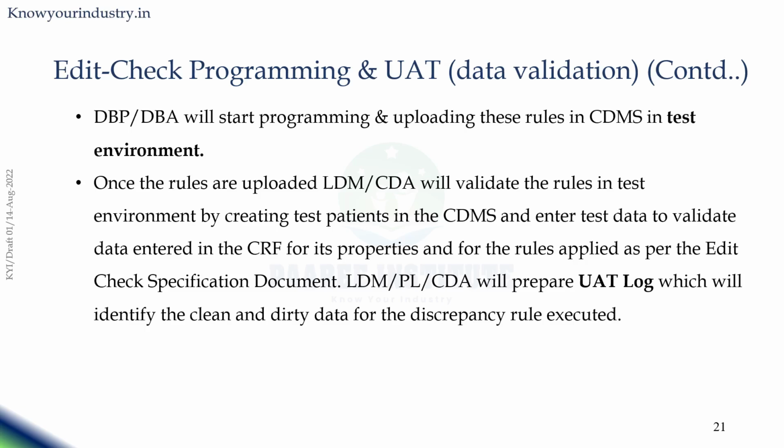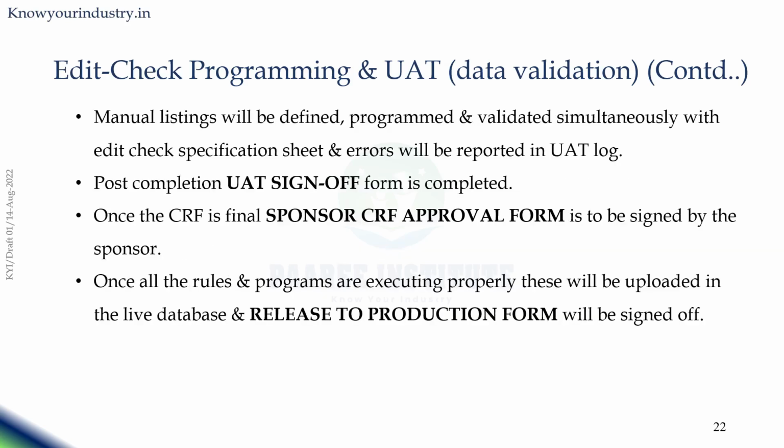The LDM or PL or CDA will start preparing the UAT log, which will identify the clean and dirty data for the discrepancies for the rules or checks executed. Manual listings will be defined, programmed and validated simultaneously with the edit check specification sheet, and if any errors are identified during the UAT process, the same will be reported in the UAT log. Post completion of the UAT process, a UAT sign-off form needs to be completed. Once it is completed, it shows that all the CRFs are in the final stage.